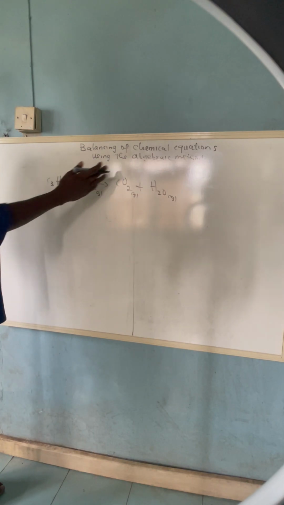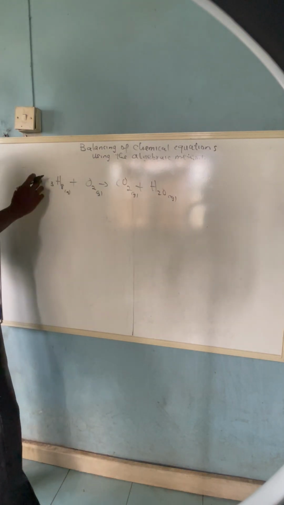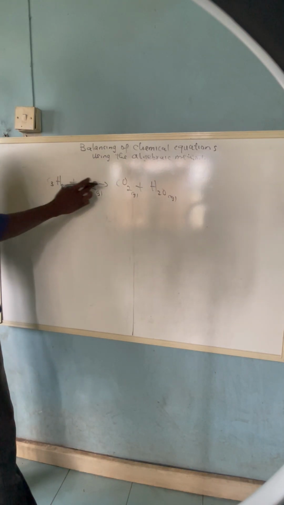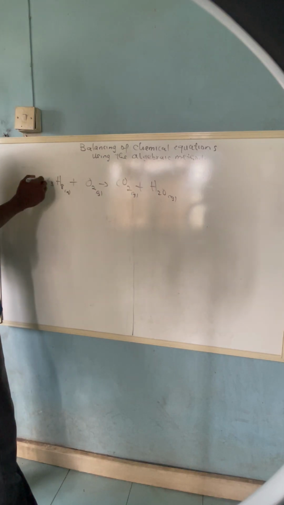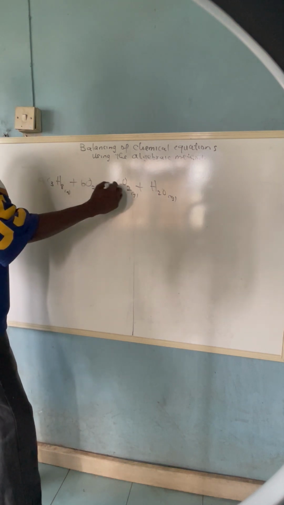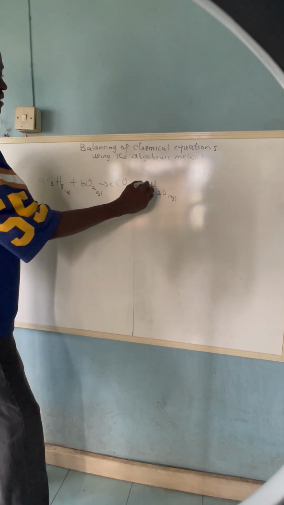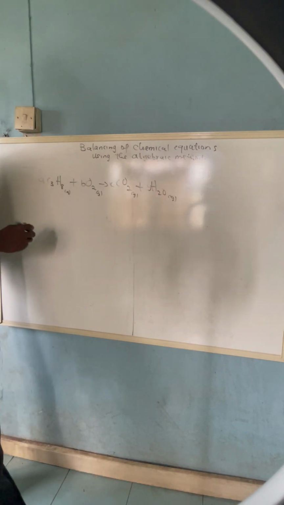Using the algebraic method, the best thing we should do here is to label the moles. We should label them with alphabets. Let's say we call this one A. This is A, this is B. If I use C here, it will be confusing, so I can use X, and here is Y. So now, what are we going to do?